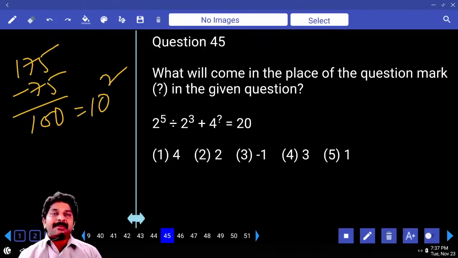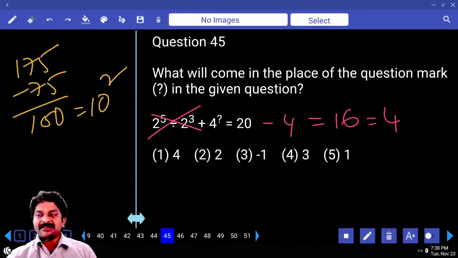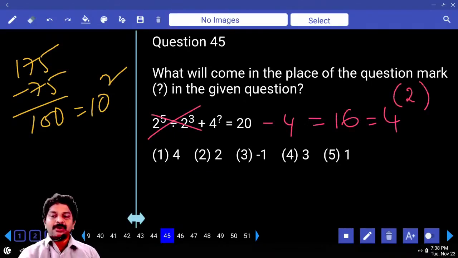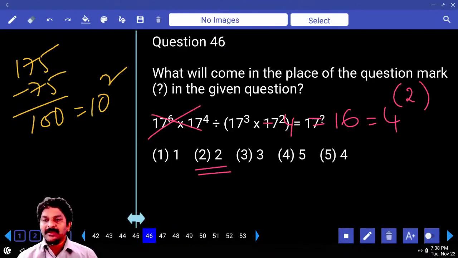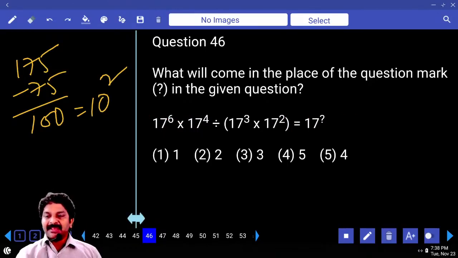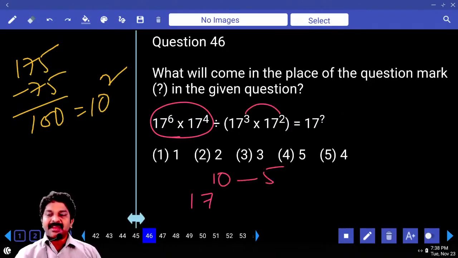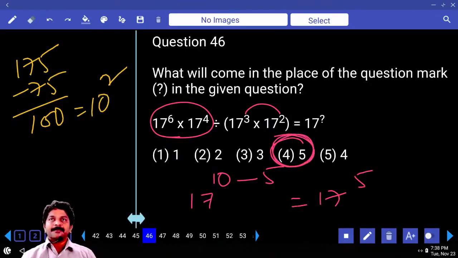2 power 5 divided by 2 cube is 2 square, which is 4. 4 goes to the right hand side, becomes minus 4, that is equal to 16. 16 is equal to 4 to the power of which number? 2. Second option answer. Now 17 power 6, every number is 17 something, correct? These two are multiplication, so exponent 10 divided by minus, this is 5. Answer 17 to the power of 5, option 4.